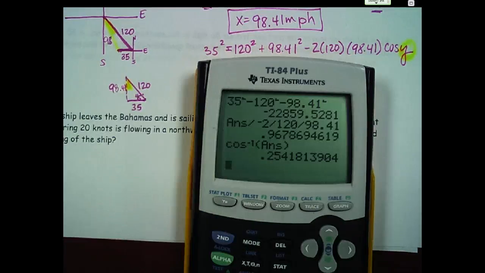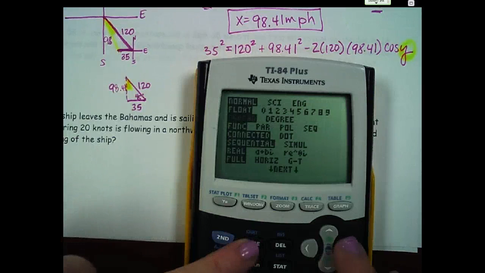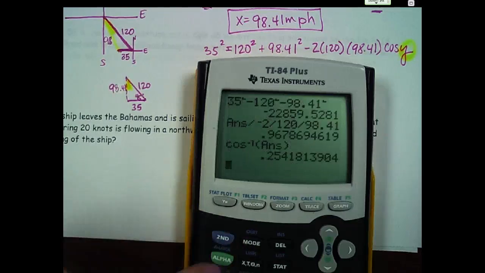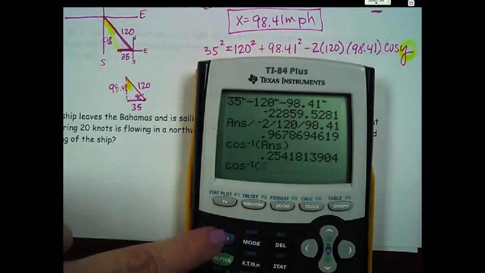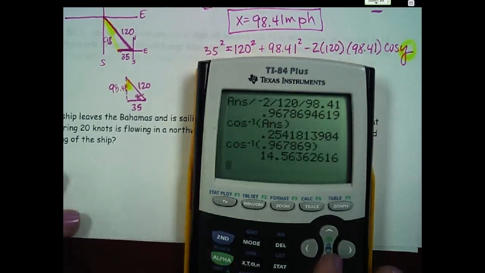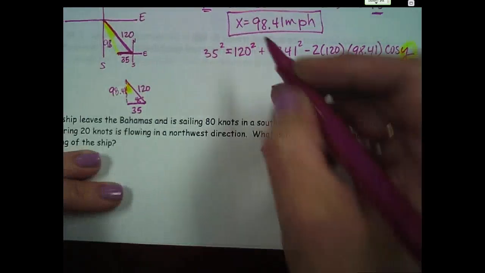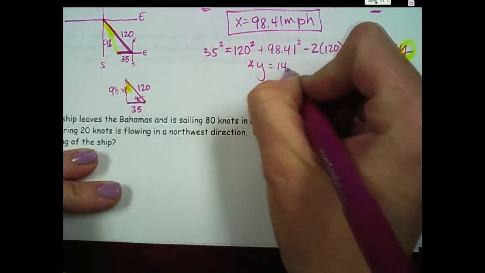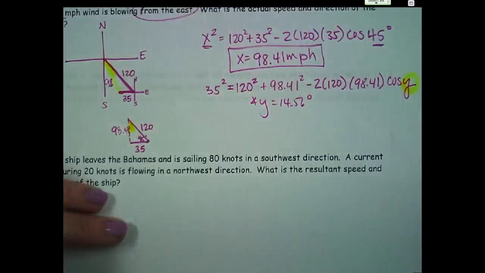And so, to be sure your calculator's in degrees. Mine's in radians, I'm sorry. Check your calculator, be sure it's in degrees. So inverse cosine of your answer gives you 14.56. So your angle is 14.56 degrees.